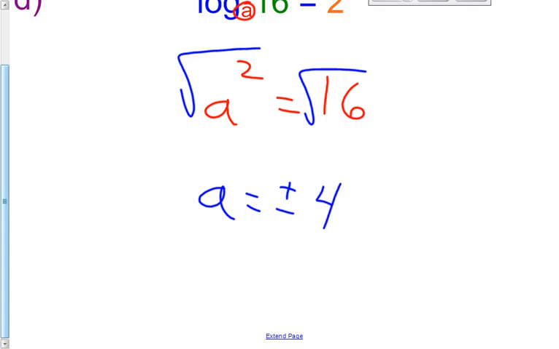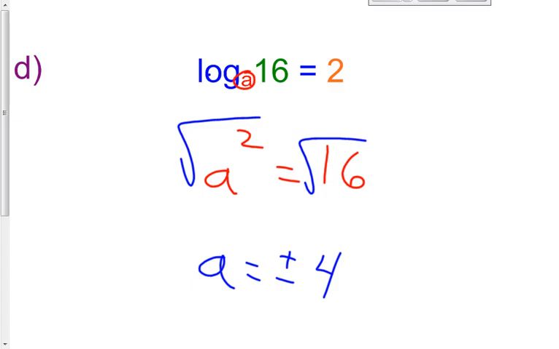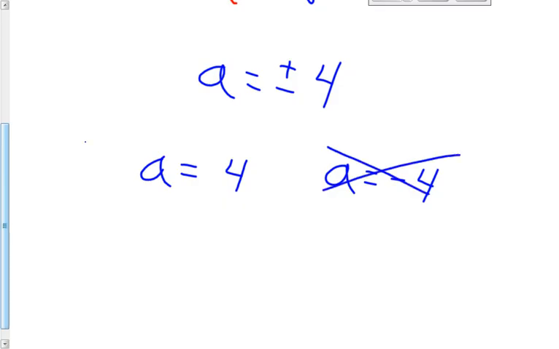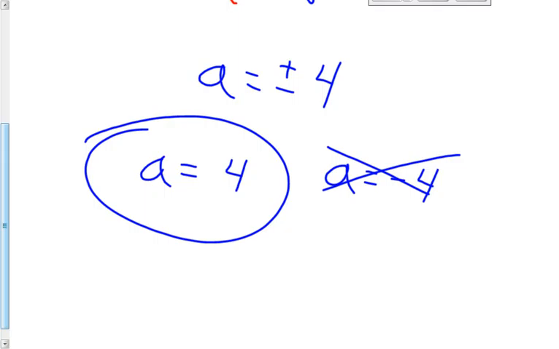I'm going to throw a wrinkle in here, class, and I'm going to describe it more tomorrow. You can never take the log of a negative number. So the log of a negative 4 is undefined. So if we have a equals 4 and a equals a negative 4, you can never take the log of a negative number. So this is out. Your only answer is a equals the positive 4. I'm going to explain that tomorrow when you get to class. So just remember right now, you can never have a negative number as a base.